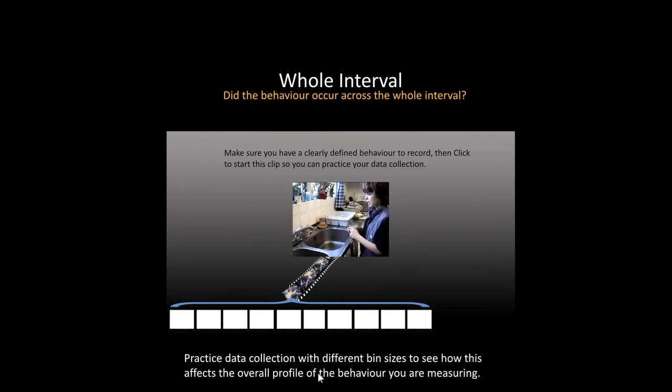Make sure that you have clearly defined the behavior to record, then click to start the clip so you can practice your data collection. Practice your data collection with different bin sizes to see how this affects the overall profile of the behavior you are measuring.